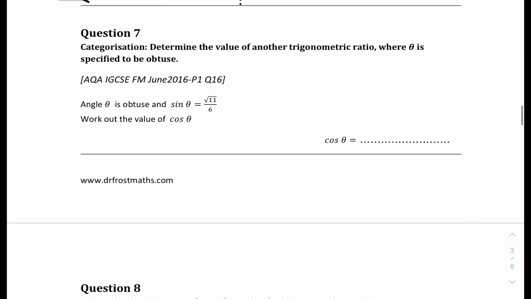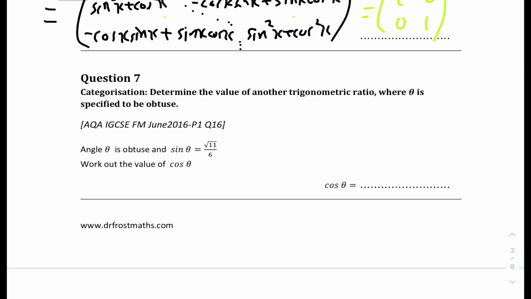Then we have question 7. Angle theta is obtuse and sine theta equals root 11 over 6. Work out the value of cos theta. So we know obtuse angle means it's more than 90 degrees but less than 180 degrees. So if you look at the CAST diagram, it will land between here because it's more than 90 degrees but less than 180. And using the CAST, it will be add sugar to coffee. So this quadrant, which is the second quadrant, will only have sine as positive. That means cos and tan are negative.